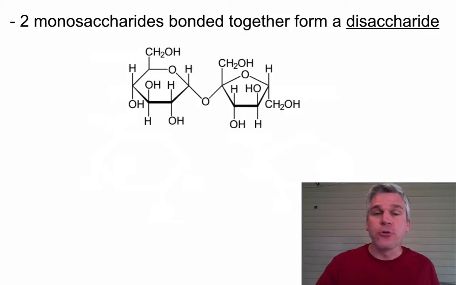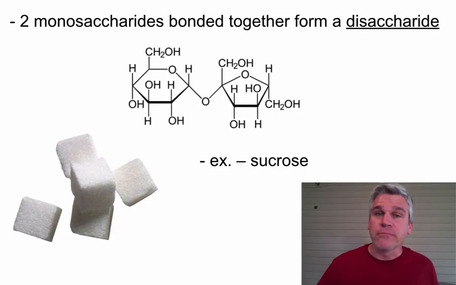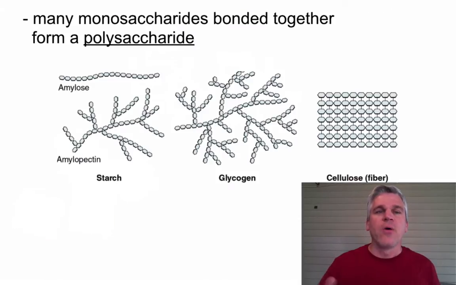Di means two. You're very familiar with this molecule. This is sucrose. What's sucrose, you say? It's sugar. Yeah, the type of sugar that you buy in the grocery store is a type of disaccharide. Now what if we start putting a whole bunch of these monosaccharides together? Well, then we form what is called a polysaccharide.